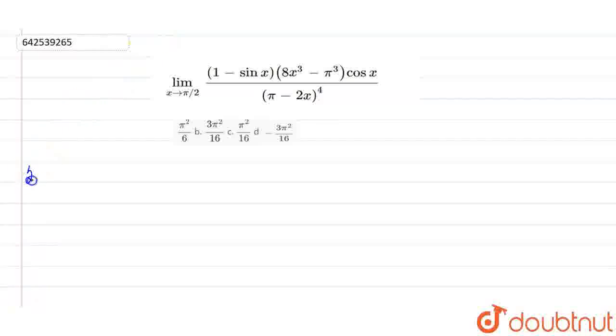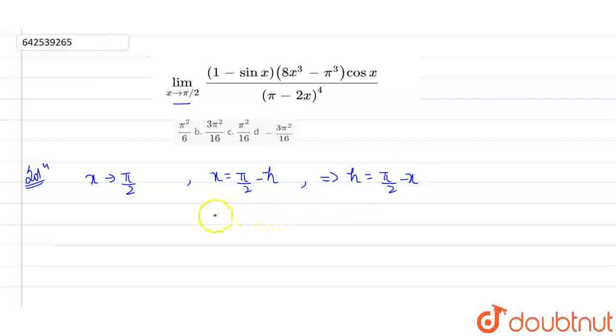Okay, so we will write out the solution first. It is given in the question that x tends to pi by 2. Can we take x as pi by 2 minus h? Yes, definitely we can. And also now we can write h as pi by 2 minus x. If x tends to pi by 2, it means that h will tend to 0, because x is pi by 2 minus h. So now we will solve this question using the limit h tends to 0.